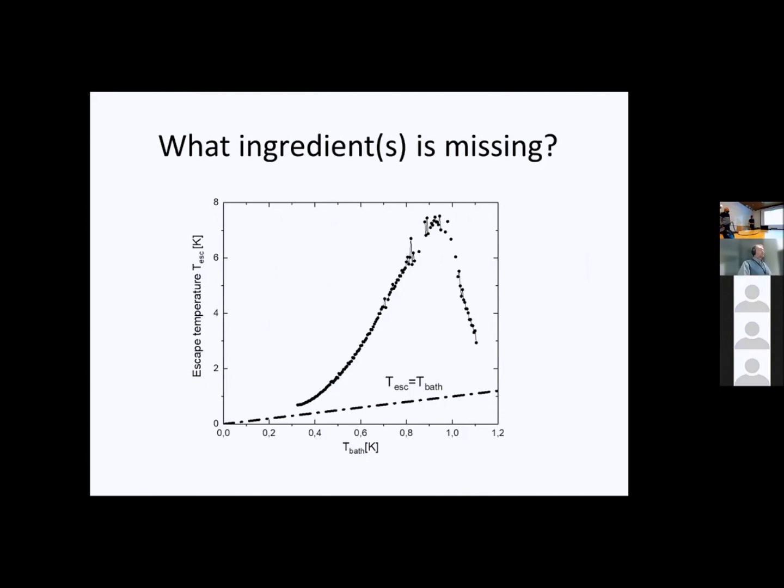So you see here is the imperfect world, where the escape temperature equals T bar, should be here. But what I see is first strongly diverging and going down. You can't even tell that this is a problem with noise, because if it was noise, the noise effect should be less pronounced at higher temperature. So as I go up in temperature, I should get better agreement with theory. But here it really diverges. So what ingredient is missing?